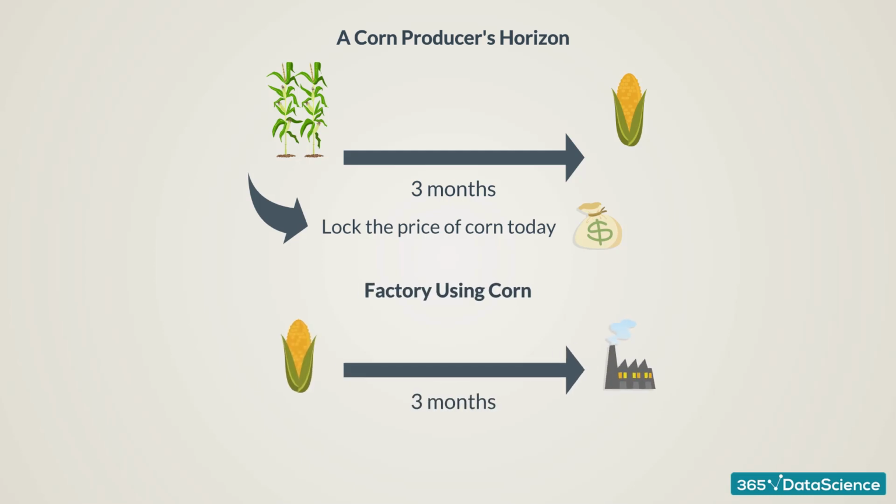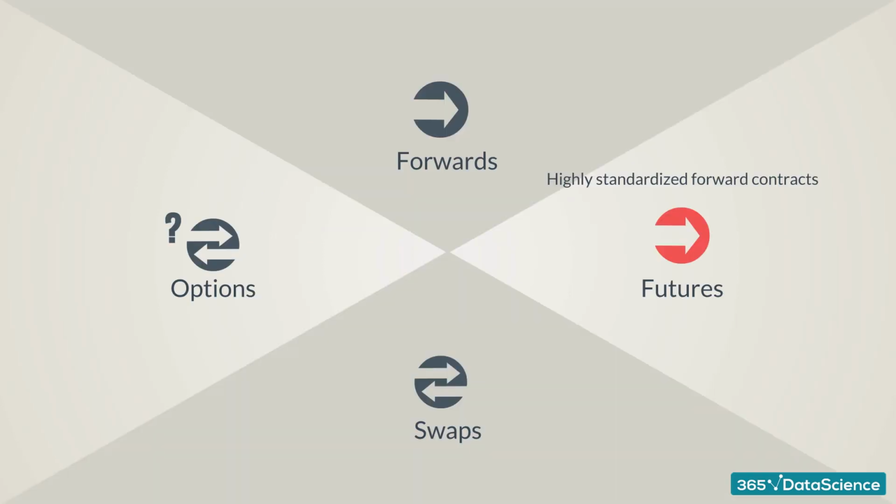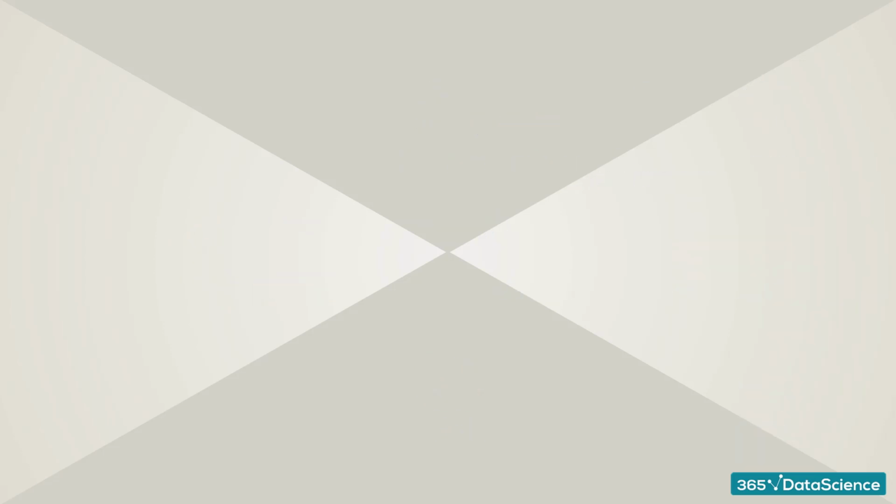At the same time, the party who agrees to buy the corn could be a corn factory that must lock the cost of its raw materials. Both parties benefit from the contract. Futures are highly standardized forward contracts, typically stipulated in a marketplace. The difference between futures and forwards is the level of standardization and the participation of a clearinghouse. The transaction goes through the marketplace, and the counterparties do not know each other.